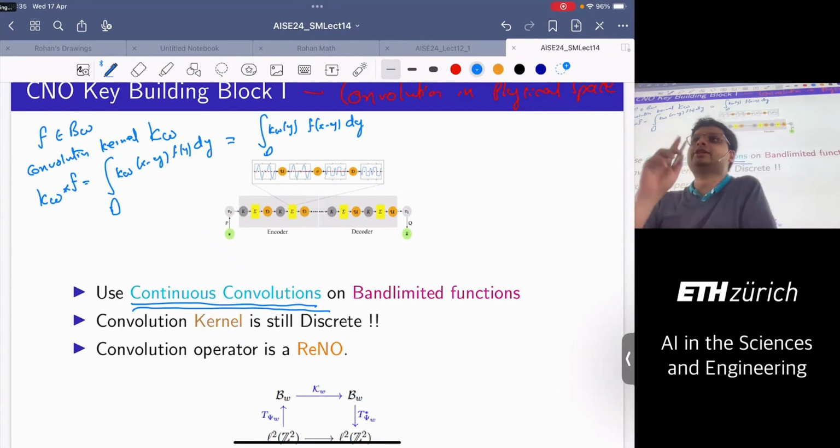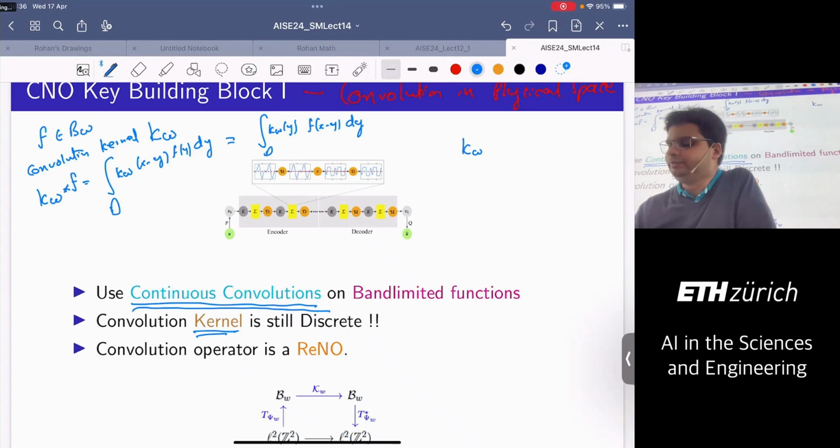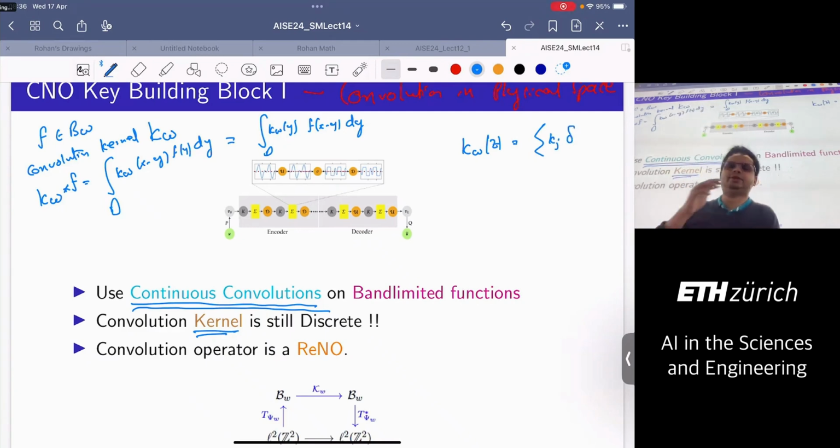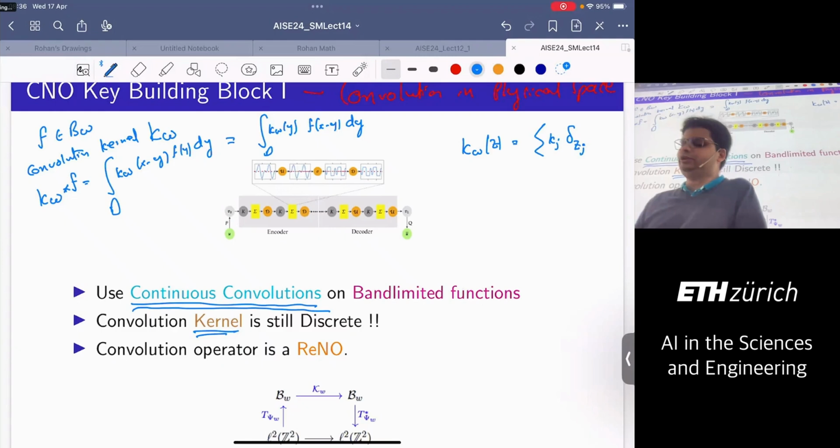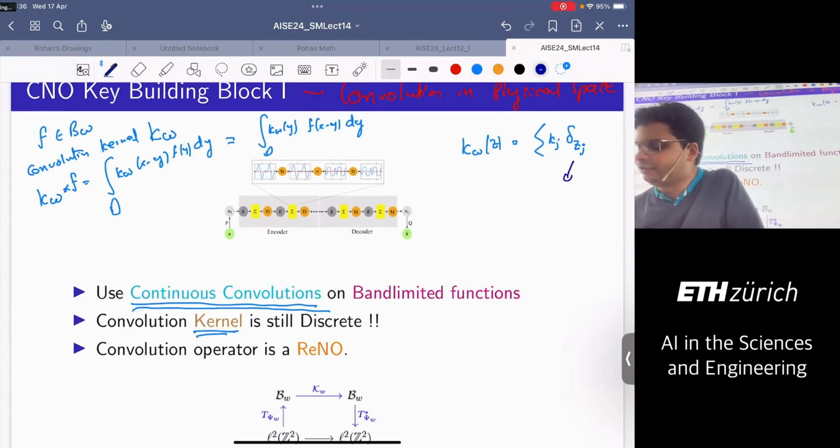So what we do, and this is the key trick here, there are two key tricks. The first is that our convolution kernel itself is actually discrete. What does that mean? That means that this k_w function, k_w(z), for instance, is nothing but a sum of k_j delta(z minus z_j). I'm just talking in 1D, but this is in 2D, 3D, 4D, whatever, the generalization is obvious. So you still keep the kernel discrete. This is the Dirac delta function. All of you should know this notation.